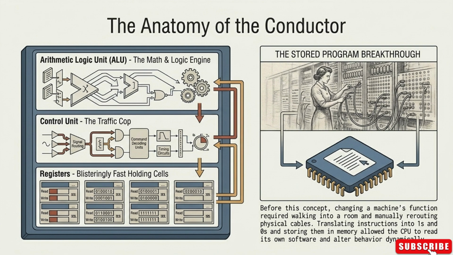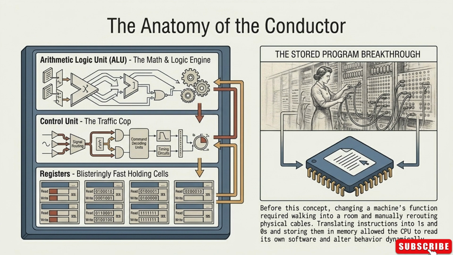The monumental breakthrough was realizing that the instructions for a program didn't have to be hardwired into the machine's physical structure. The instructions themselves could be translated into ones and zeros and stored in the main memory right alongside the data. Oh, that makes total sense. Yeah, so the CPU could simply read its own software instructions and alter its behavior dynamically without a human ever touching a physical wire. So what does this all mean for how the computer actually runs a program? What did that process look like?